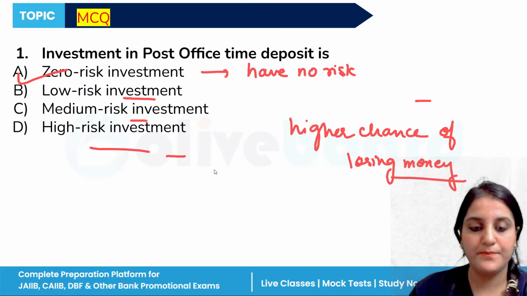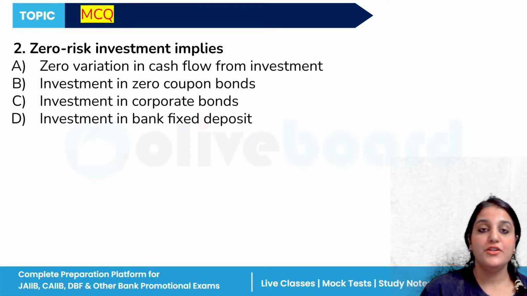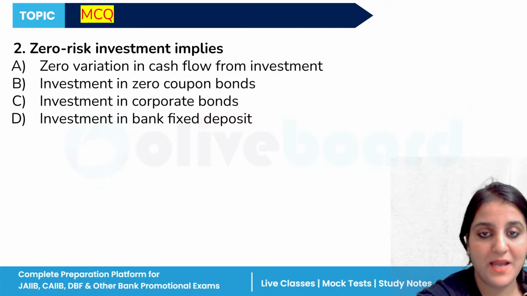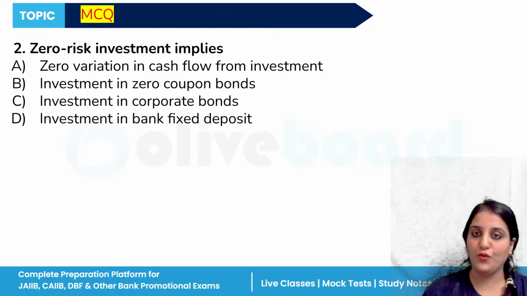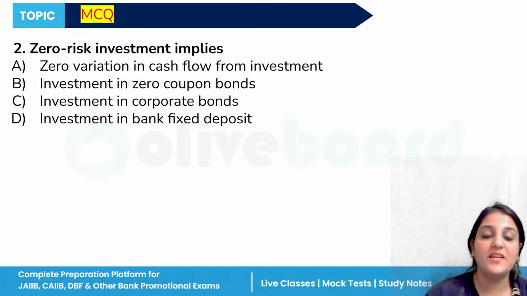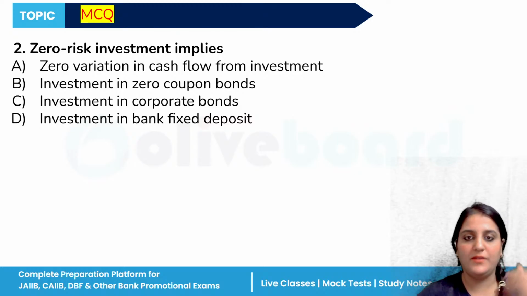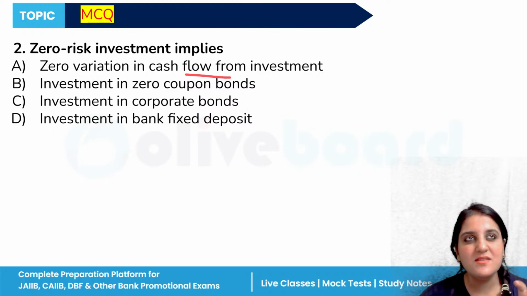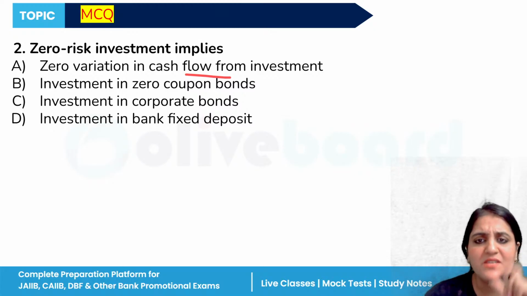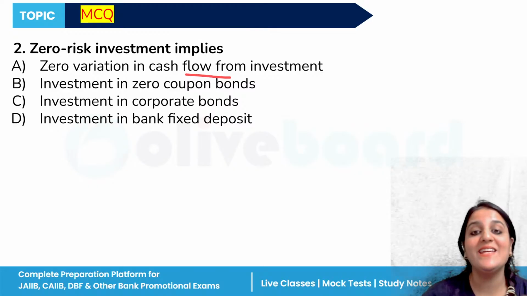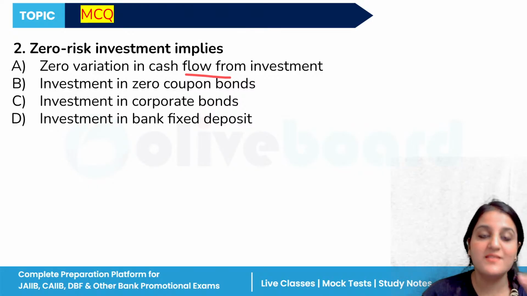Moving to the next question. Zero risk investment implies zero variation in cash flow from investment in zero coupon bonds, investment in corporate bonds, and investment in fixed deposits. See, if we talk about zero variations in cash flow from the investment, this means that the investment will provide a predictable and consistent return with no risk of loss. This is defining the character of a zero risk investment.